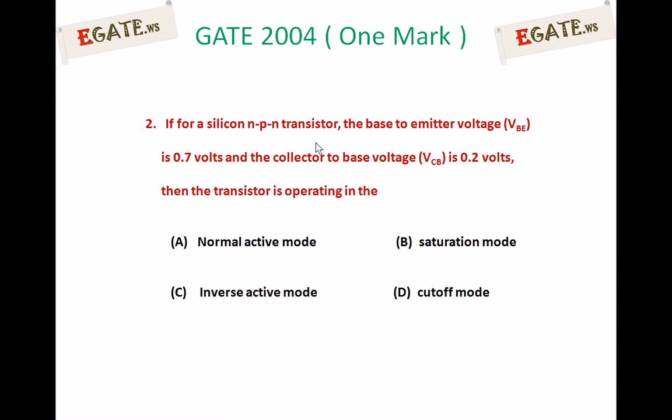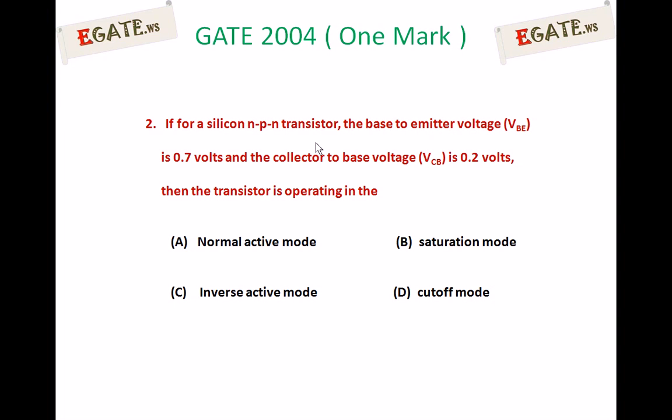If for a silicon NPN transistor the base to emitter voltage is 0.7 volts and collector to base voltage is 0.2 volts, then the transistor is operating in dash region: A. Normal active mode, B. Saturation mode, C. Inverse active mode, D. Cutoff mode.